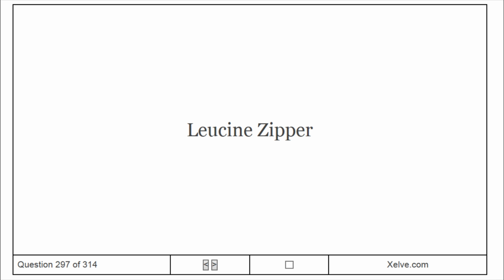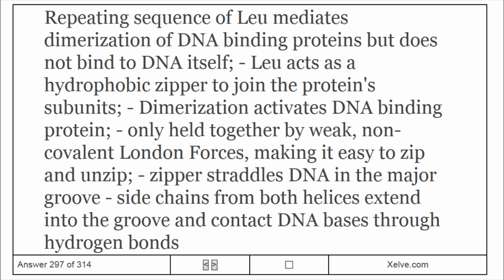Leucine zipper. Repeating sequence of leucine mediates dimerization of DNA-binding proteins but does not bind to DNA itself. Leucine acts as a hydrophobic zipper to join the protein subunits. Dimerization activates the DNA-binding protein, only held together by weak, non-covalent London forces, making it easy to zip and unzip. The zipper straddles DNA in the major groove. Side chains from both helices extend into the groove and contact DNA bases through hydrogen bonds.